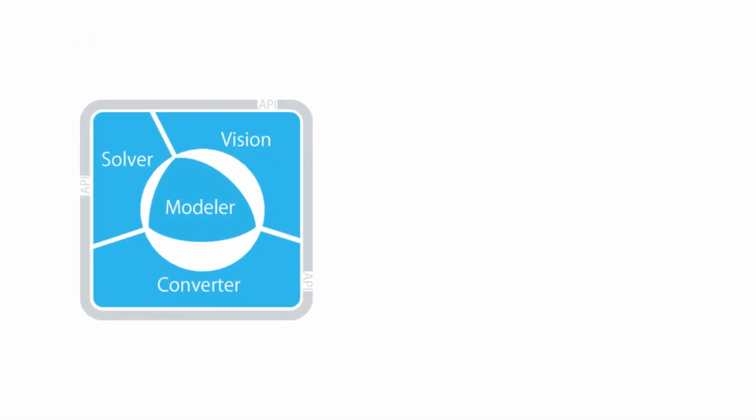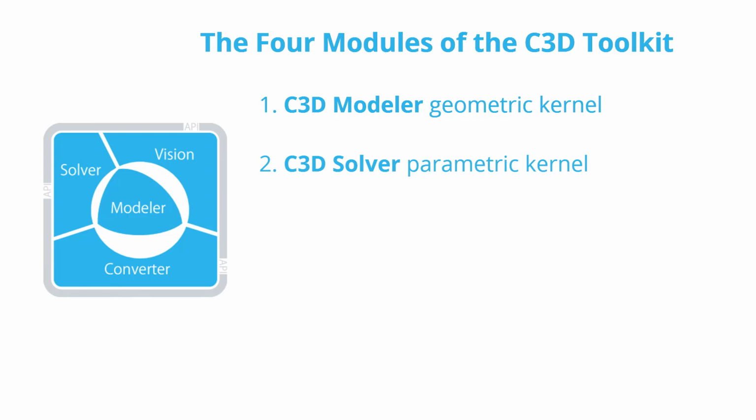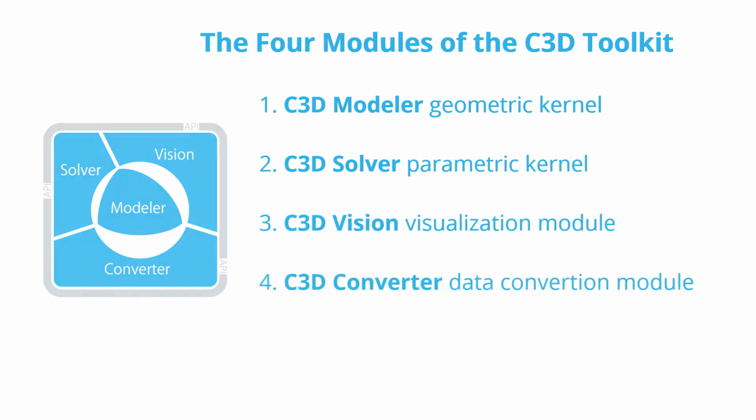C3D Labs offers the world's only complete geometric kernel API. In addition to the 3D and 2D modeler, there is the parametric solver, the visualization add-on, and data conversion.